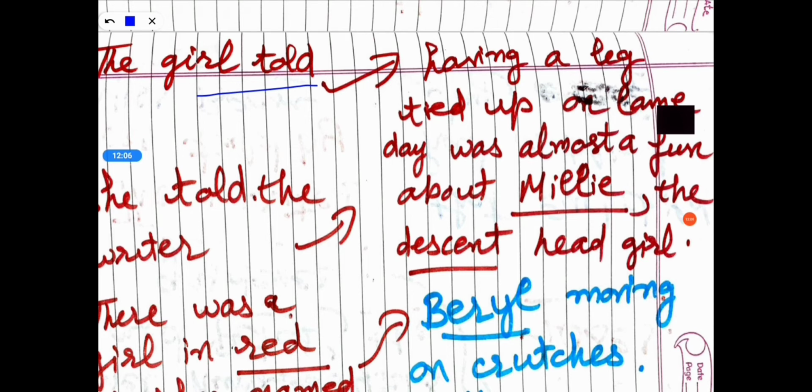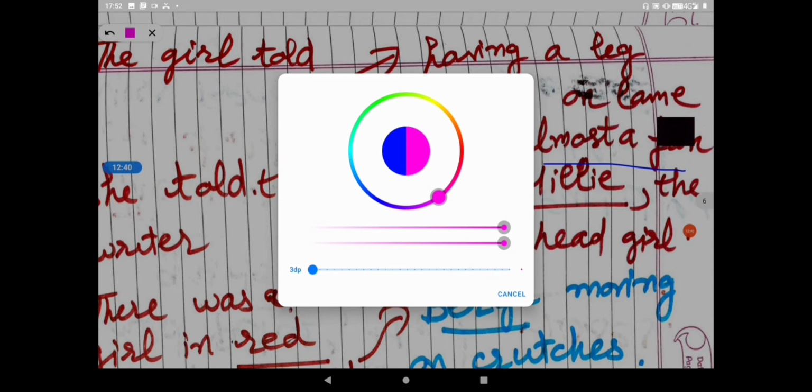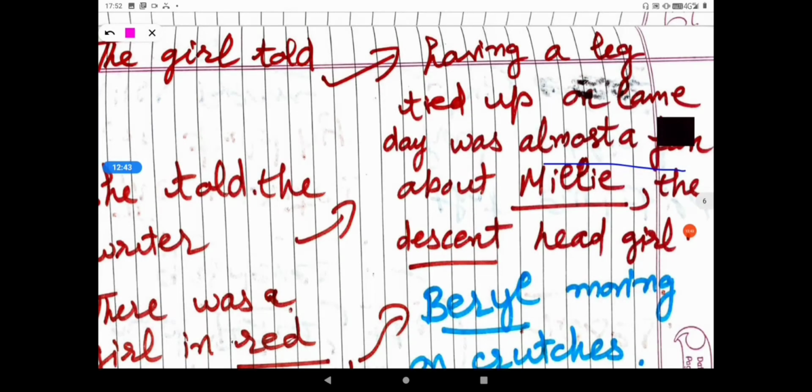She told the author that having a leg tied up on lame day was almost a fun, and the children enjoyed on the lame day. The children don't think it difficult on the lame day, because only their leg was tied up, and so it was not difficult for them. It was almost a fun. Which day was almost a fun for the children? The lame day. And which day was the most difficult day? The blind day was the most difficult day.